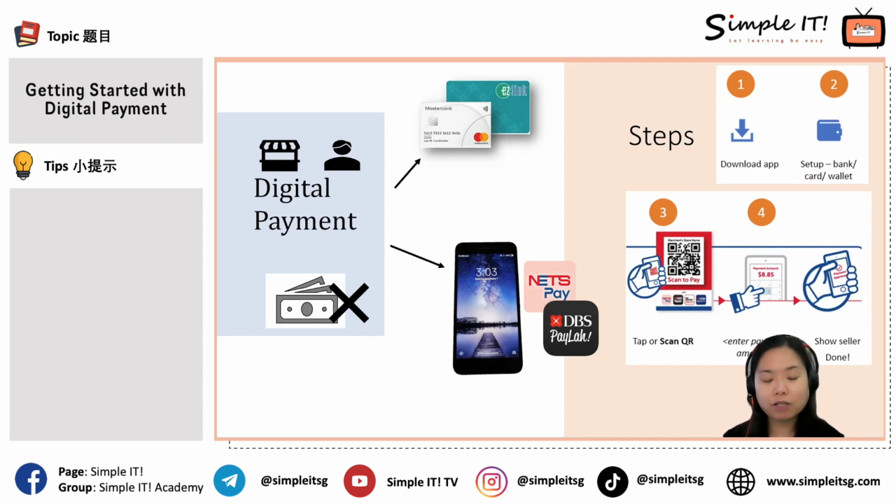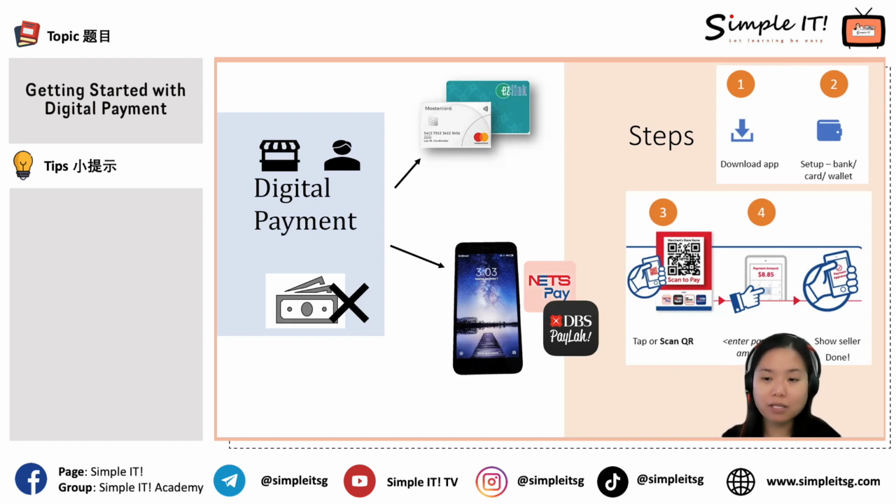So if we talk about how to set up and how to make payment using the payment application on your phone, there are 4 steps only. First step is you need to download the app that you are interested in, maybe PayLah. Second step is after you download, you need to set up the app. Like you need to tell the app what bank account to deduct from, or if you want to use credit card, you need to set in your credit card details, or you just want to put money into the digital wallet, just like a wallet lah. Okay, so that one is a one-time setup.